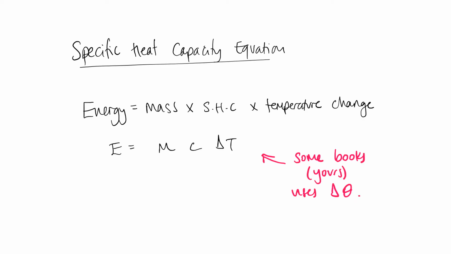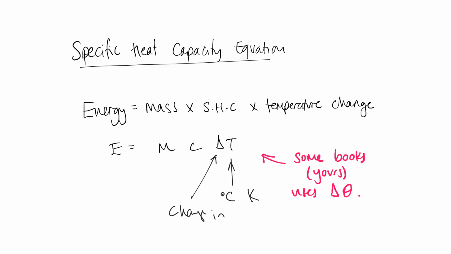So here is the equation. Energy equals mass times specific heat capacity times the temperature change. Now I've written mc delta T just here, but in some of your books it does use delta theta. So either way, theta is the same as temperature, and as I've already said, temperature can be in degrees C or Kelvin, but the triangle there means the change in, and that's the key thing.